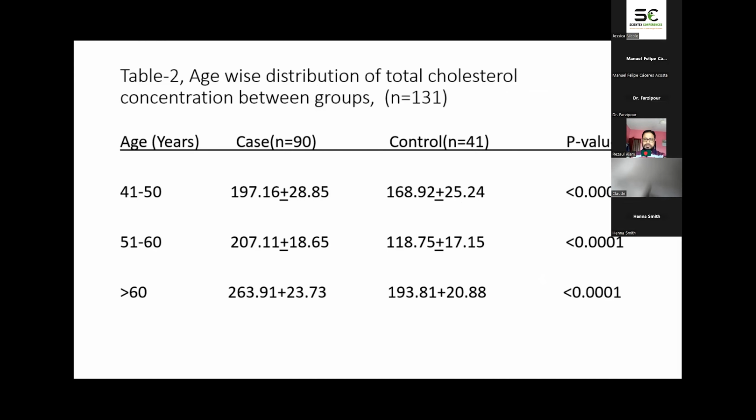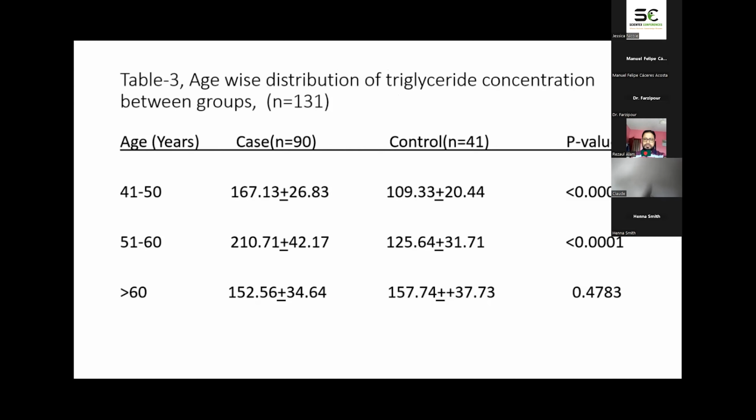And the age-wise distribution of triglyceride concentration between the groups. Here we see out of 131 patients, in the 41 to 50 years age group, the triglyceride concentration is 167, whereas the control group has 109. The p-value is less than 0.001. This is significant. And between the age group 51 to 60 years, the triglyceride concentration is 210, whereas the control group has 125, and the p-value here is less than 0.001.